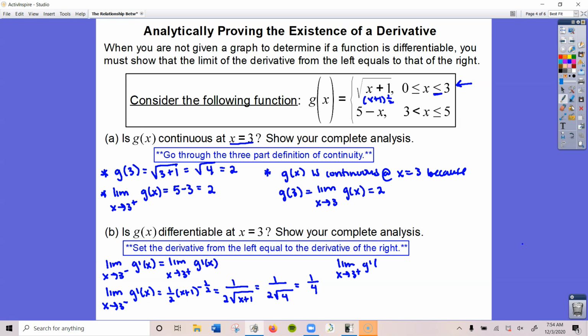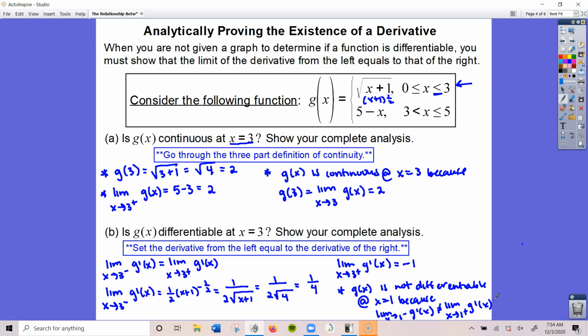So now we're going to find the limit as x is approaching 3 from the right of g prime of x. Now g prime of x from the right, if I find the derivative of 5 minus x, I get negative 1. And therefore, because the limit from the left does not equal the limit from the right, we would say g of x is not differentiable at x equals 3, because the limit as x is approaching 3 from the left of g prime of x does not equal the limit as x is approaching 3 from the right of g prime of x.